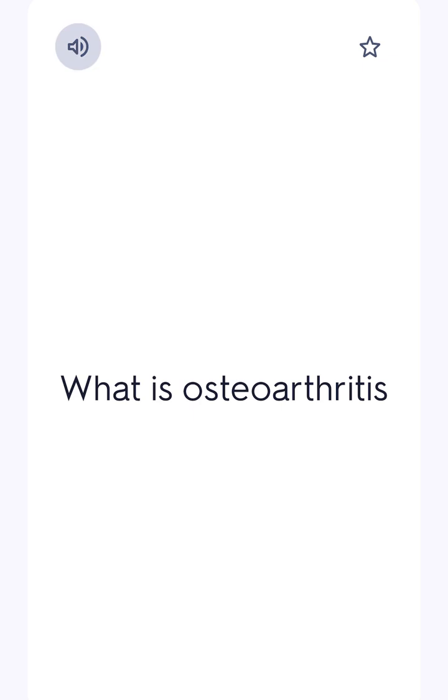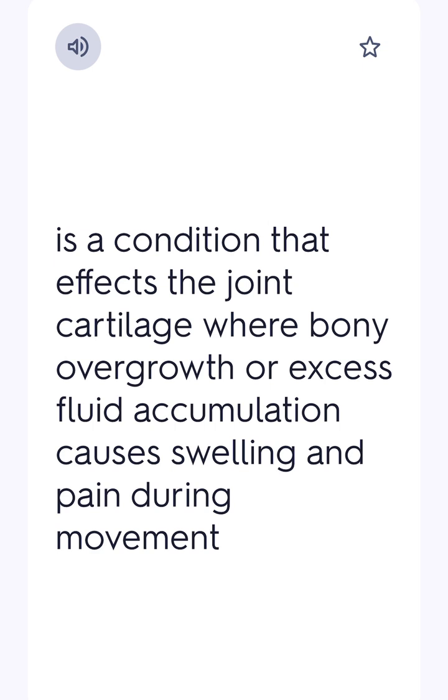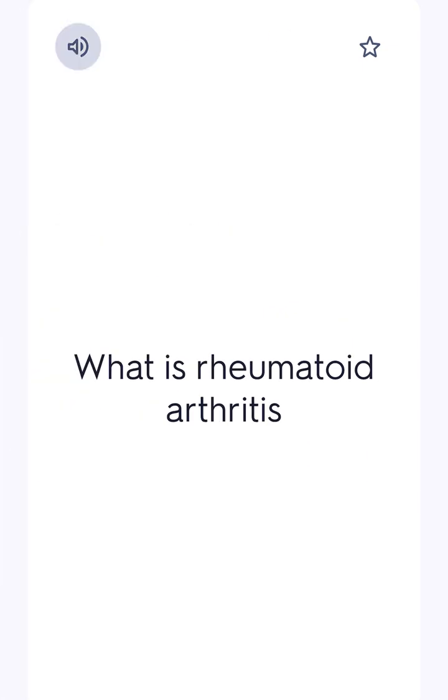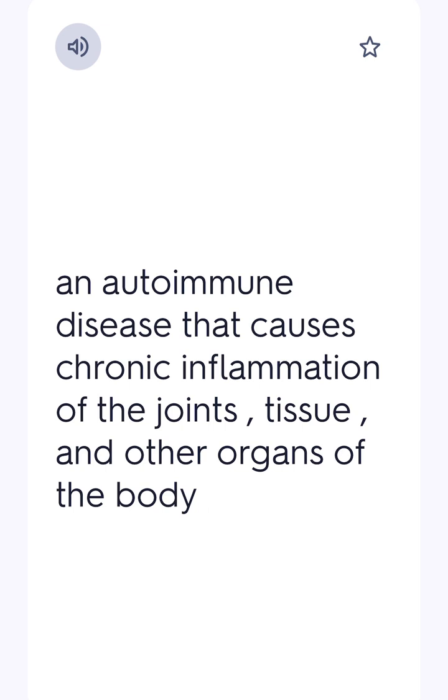What is osteoarthritis? A condition that affects the joint cartilage where bony overgrowth or excess fluid accumulation causes swelling and pain during movement. What is rheumatoid arthritis? An autoimmune disease that causes chronic inflammation of the joints, tissue, and other organs of the body.